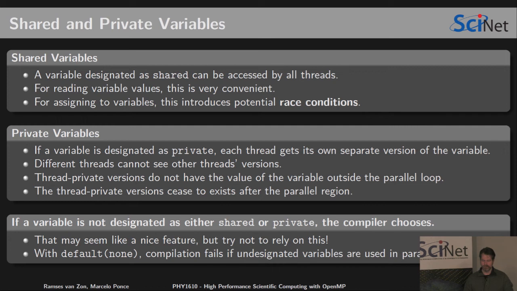Now, you don't have to say what variables are shared or private. You can have the compiler choose for you. And sometimes those are sensible choices, and sometimes they're not. So especially when you're starting with this, it really helps to think about what variables should be shared and which ones should be private. To force yourself to do that, you can have this option default none, which doesn't use any of the defaults that the compiler uses.